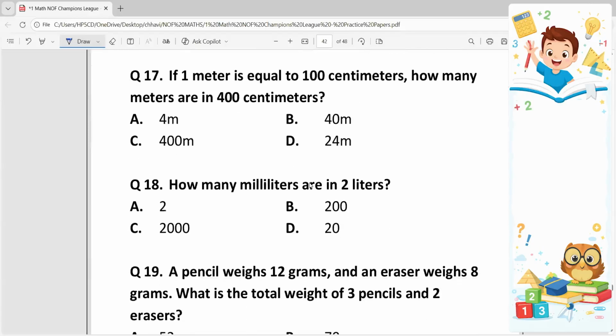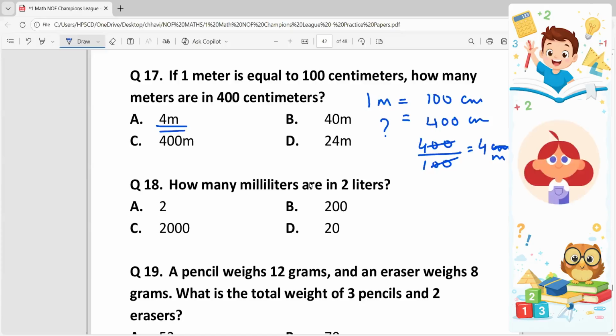17th, if 1 meter is equal to 100 centimeters, how many meters are in 400 centimeters? See, 1 meter is equal to 100 centimeters. So 400 centimeters is equal to how much? So again 400 divided by 100 and it will be 4. Sorry, 4 meters. The answer is 4 meters over here. Option A is the correct answer.